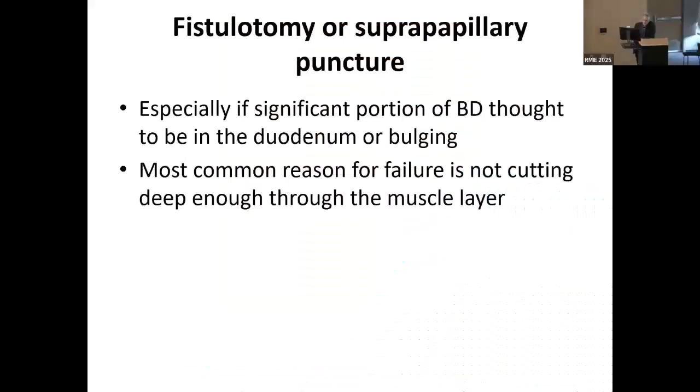Fistulotomy or suprapapillary puncture. This is the other way of proceeding with pre-cut, especially if a significant portion of the bile duct is thought to be in the duodenum or bulging, or perhaps if you have an impacted stone at the lower part of the ampulla itself and you can go above it. The most common reason you fail with this approach is because it's not a deep enough cut, although you start slowly and move into cutting into the muscular layer.